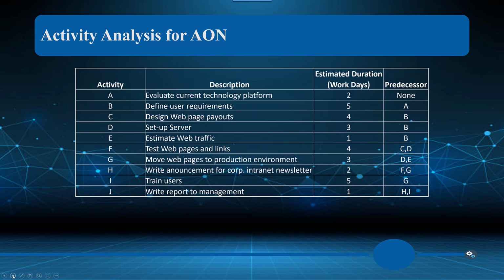So as we talk about activity analysis, I'm going to use this same project throughout the idea of looking at different graphical representations. What we're doing here is we're starting with a basic table. We have activities A through J. We have a description of those activities, and I'm going to keep those descriptions throughout so you can keep in mind. We have estimated duration in days. That's work days, so that's going to be an 8-hour work day.